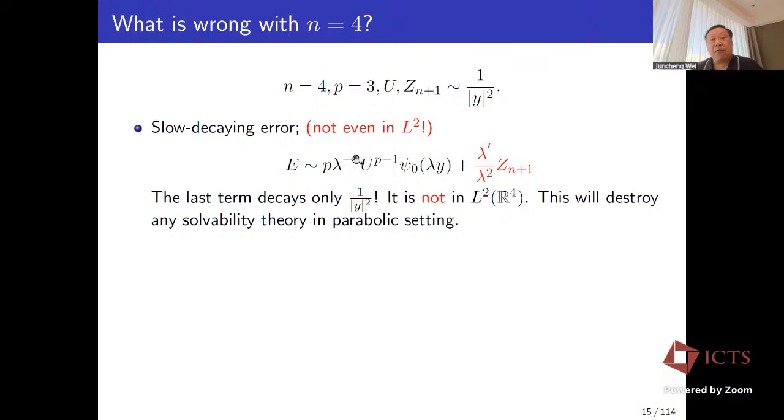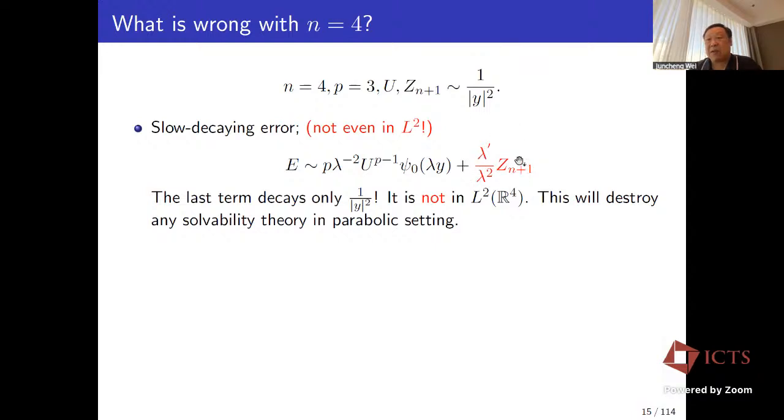So in dimension 4 and p equals 3, for both u and the scaling parameter, the error decays like 1 over r squared. So immediately we see a problem, even from the beginning. The problem is the error is not L2, because this is just 1 over y squared.